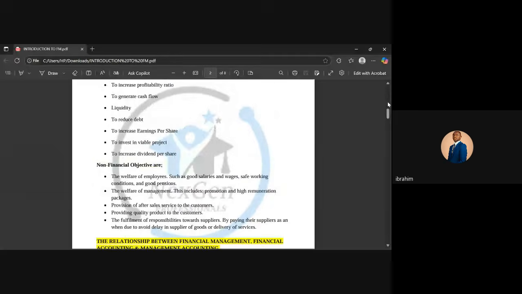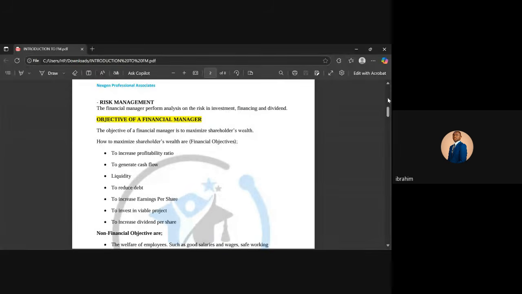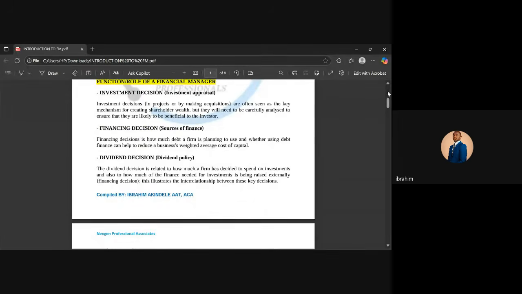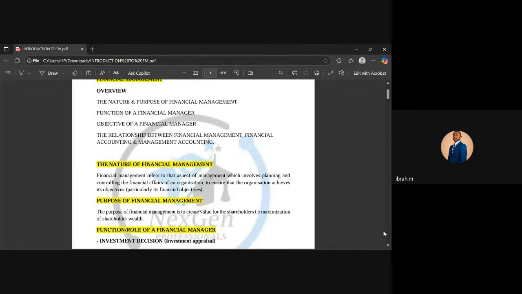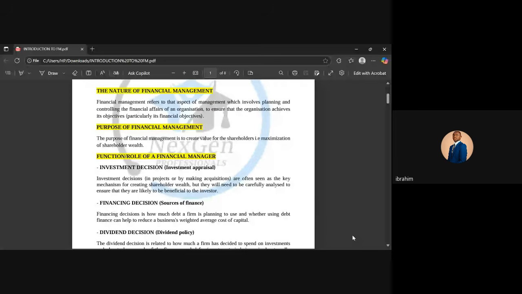Who are they? They are called financial managers. And these guys make decisions, right? And what is the purpose? The purpose of financial management is to create wealth for the shareholders, right? How do we create wealth for the shareholders? When you engage in a project that is actually viable, right?